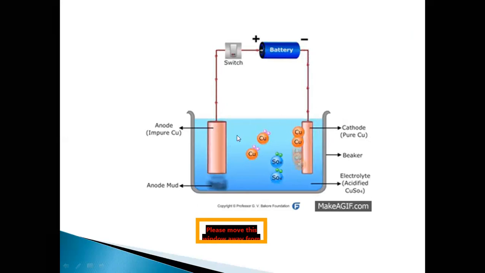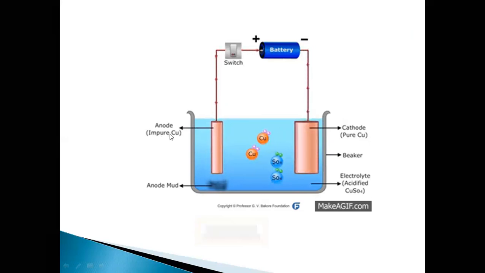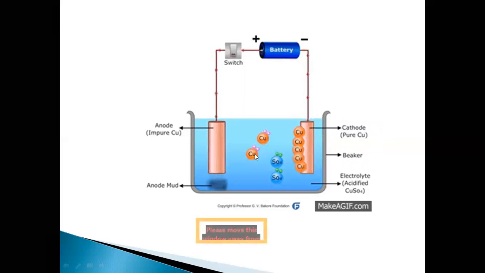Whatever impure copper is there, we are collecting from here, and it goes to here. This is a solution of copper sulfate, CuSO4. Two electrodes are there, one is impure copper and the other one is pure copper. So what is copper? Copper is Cu plus 2.